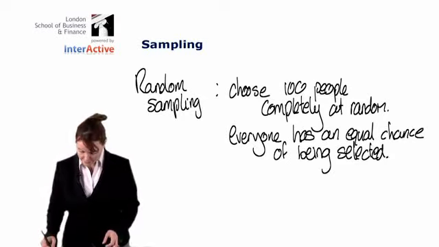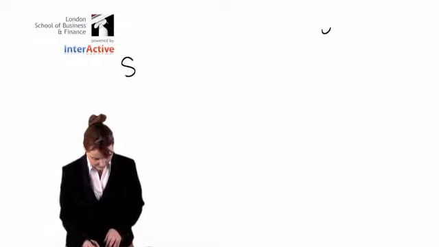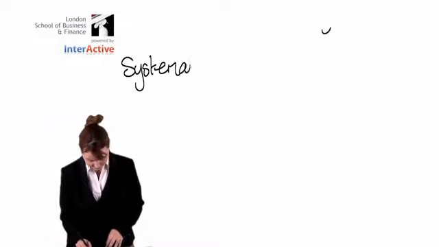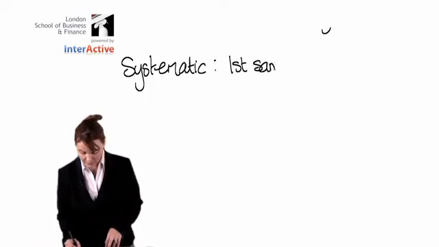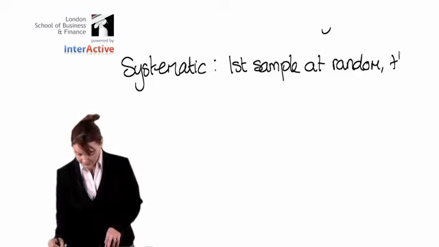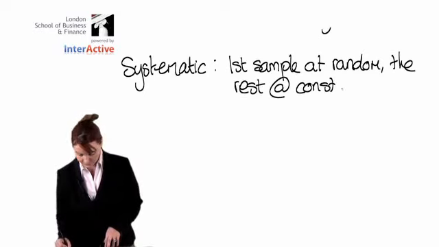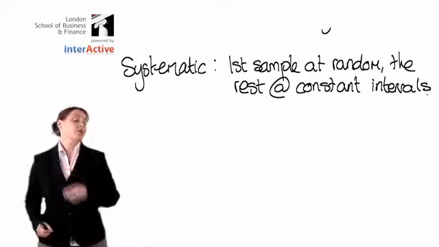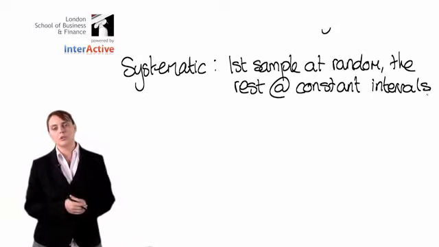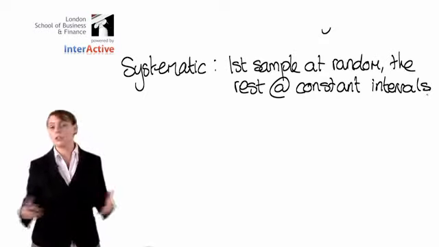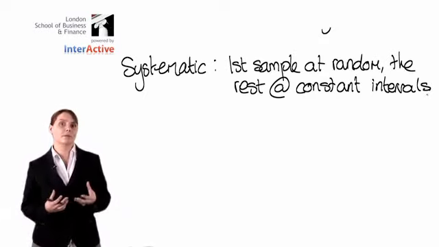Our next approach to sampling is systematic sampling. In this case, we select our first sample at random and the rest at constant intervals. So, let's suppose, for example, we have 20,000 people in a large auditorium, and we want to select 100 of those people as our sample group.